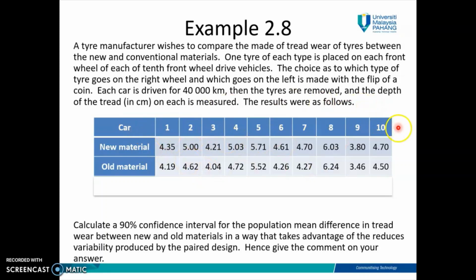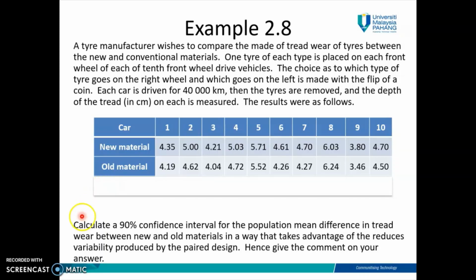So there's only one sample in this experiment, which are the 10 cars. So the 10 cars represent one population. So in this case, that's why these two samples are considered as dependent samples. Okay, so it's really important that when you read the question, you need to identify whether the given samples are independent or dependent samples.